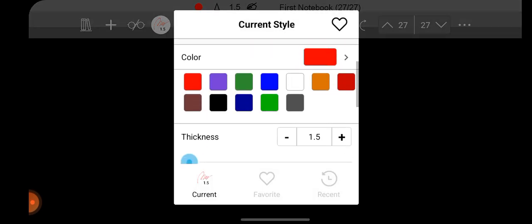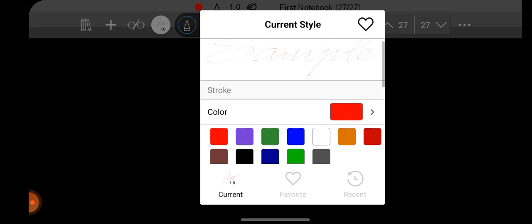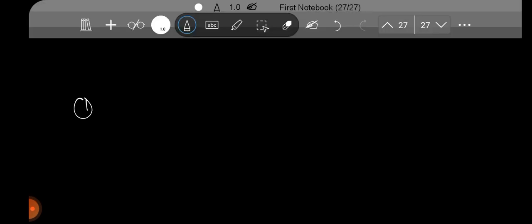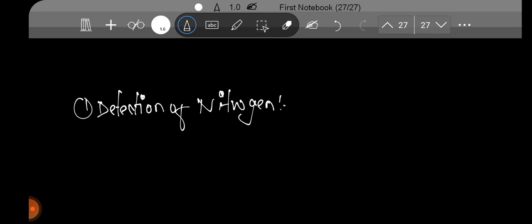Let's see, on a new page, the detection of nitrogen. First we have to prepare sodium extract.